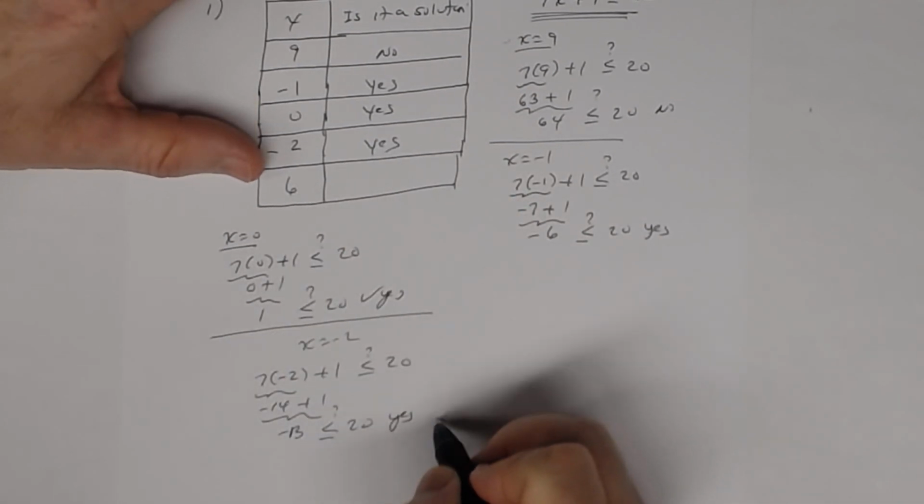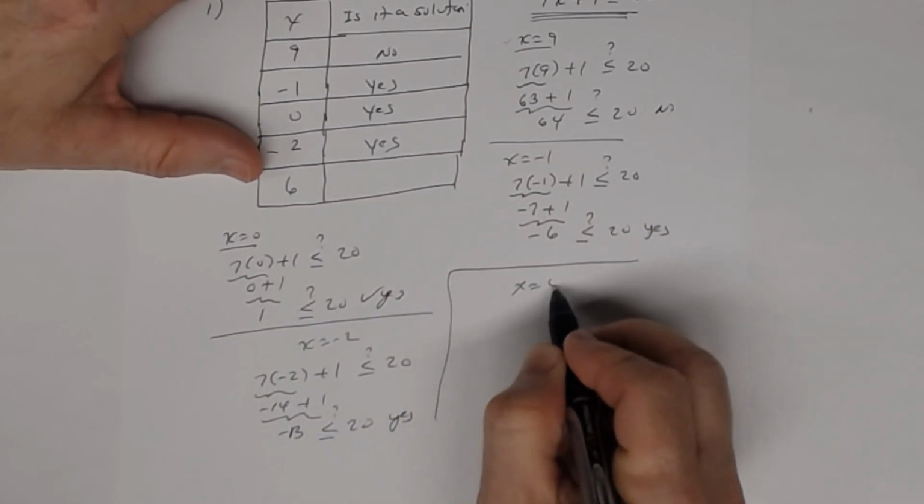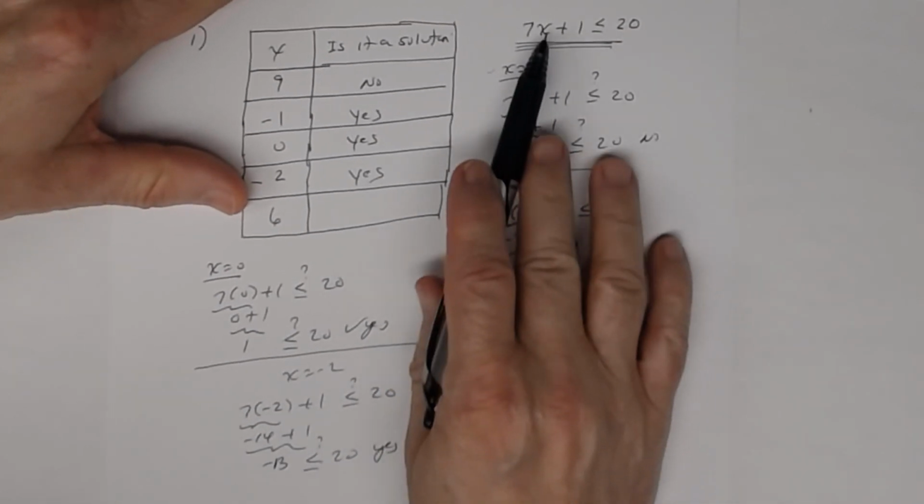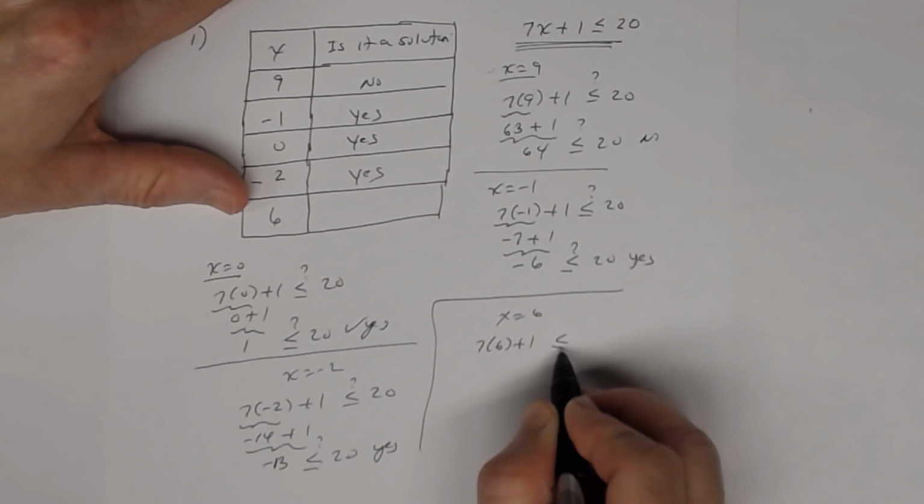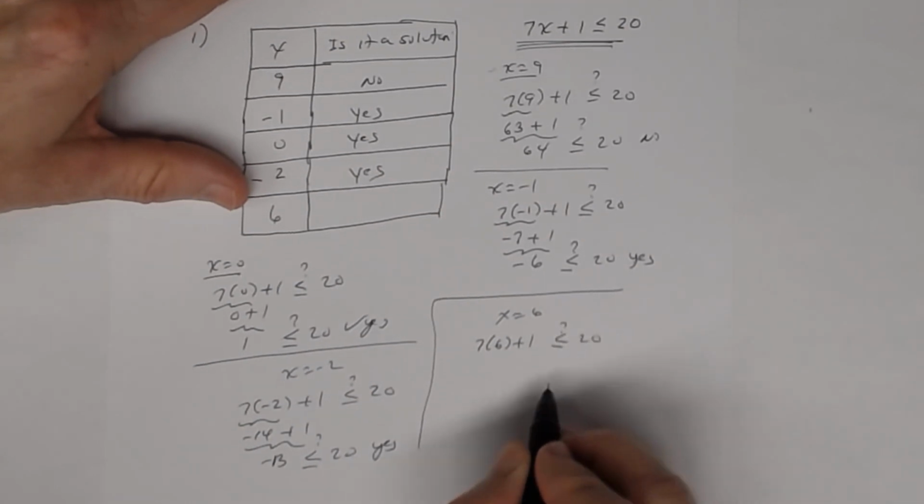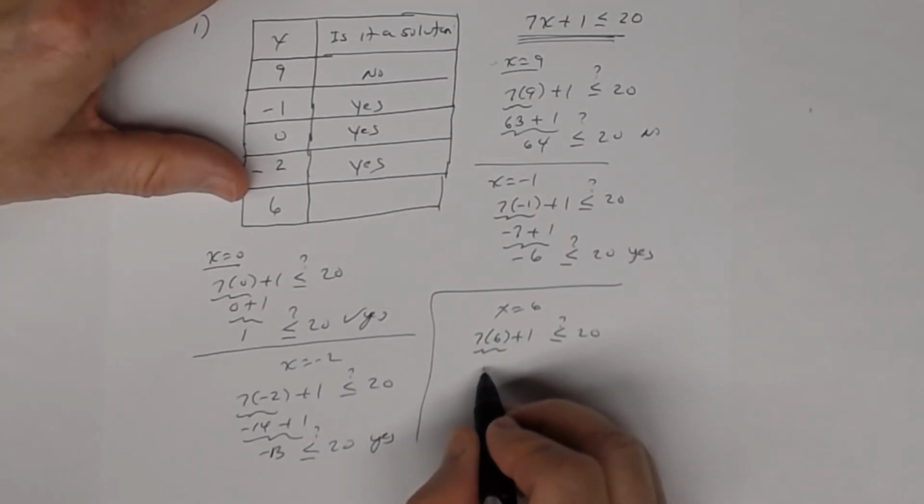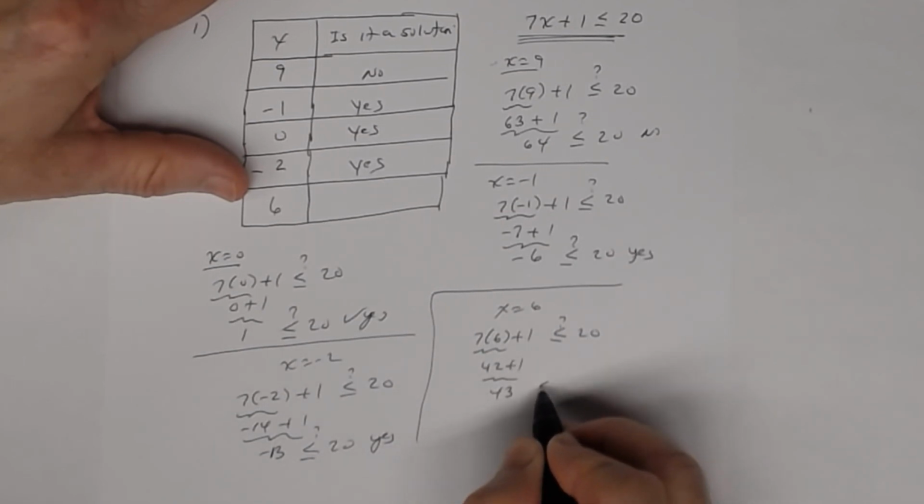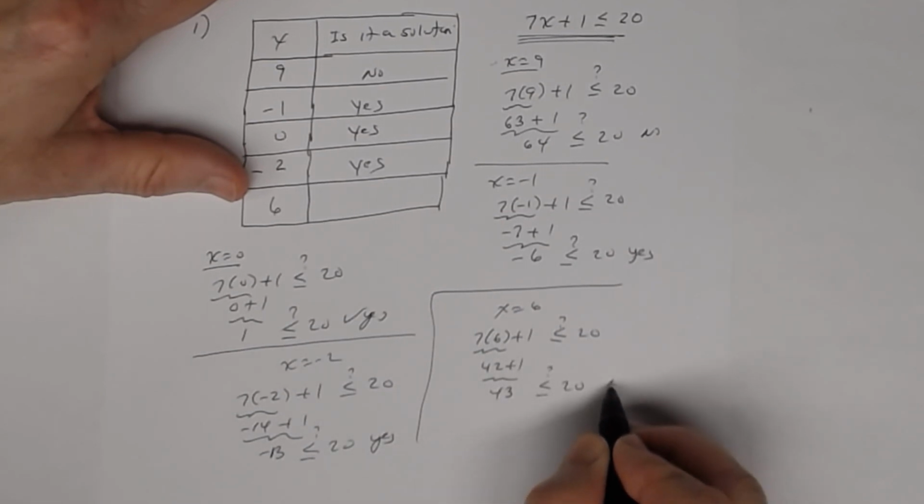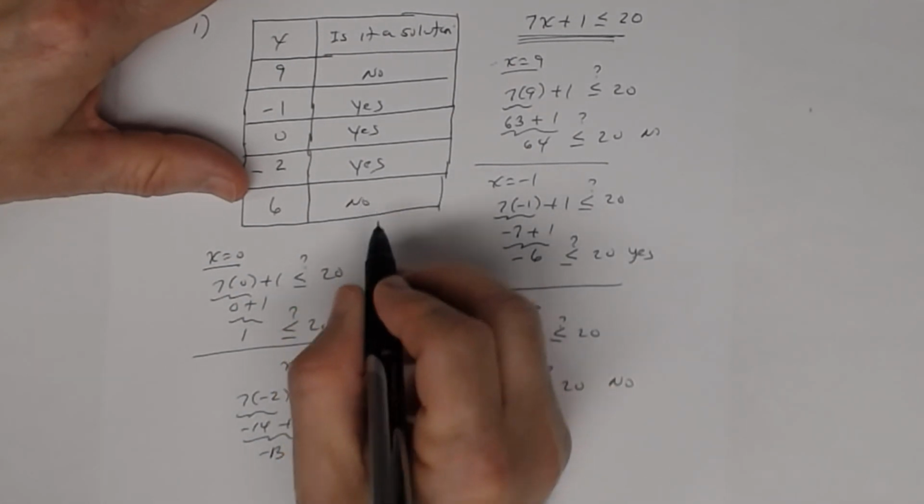Let's check 6. So x equals 6. Where we see the variable x, I'm going to substitute 6 this time. So 7 times 6 plus 1, and I want to see if that's less than or equal to 20. Well, 7 times 6 is 42. 42 plus 1 is 43. Is 43 less than or equal to 20? And the answer is no. So that's not a solution.